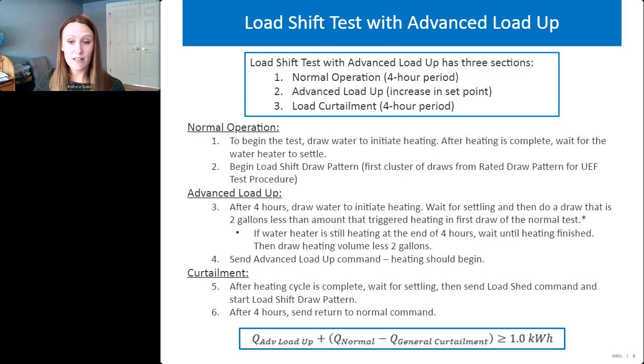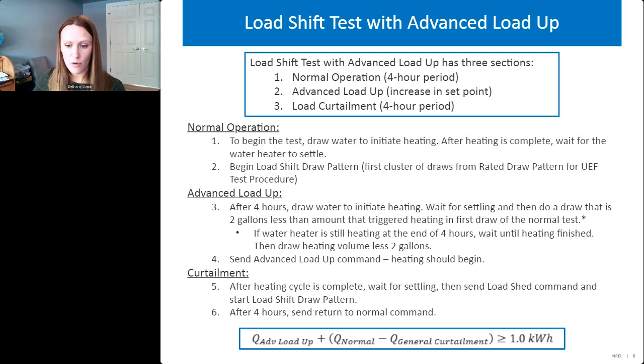The advanced load up test is very similar. The only difference is that we send an advanced load up command instead of a basic. But so the same operation. We start with an idle tank. We do a preheating cycle. We do the load shift draw pattern. After 4 hours, we move on to the advanced load up period. We do that same big draw, minus 2 gallons, and then send the advanced load up command. And then we move on to curtailment. We send a load shed command and do the load shift draw pattern again. And then after 4 hours, send a return to normal command.